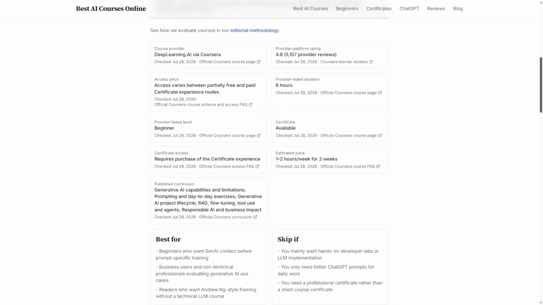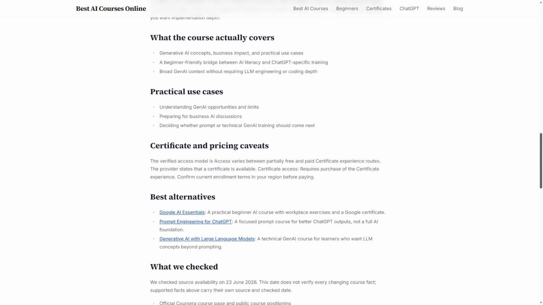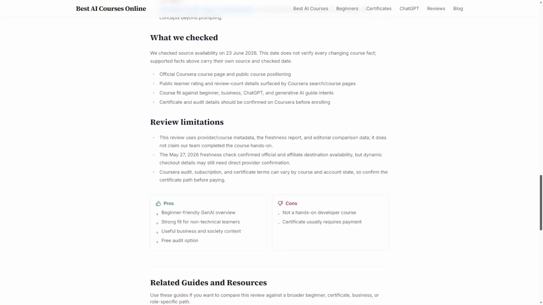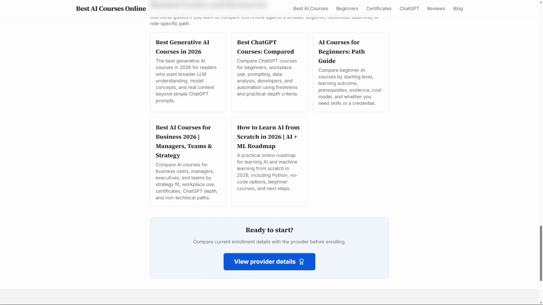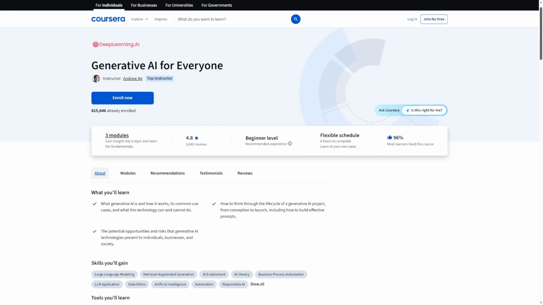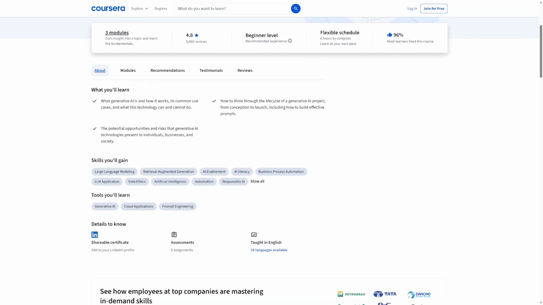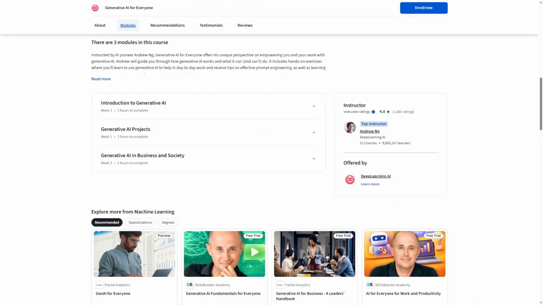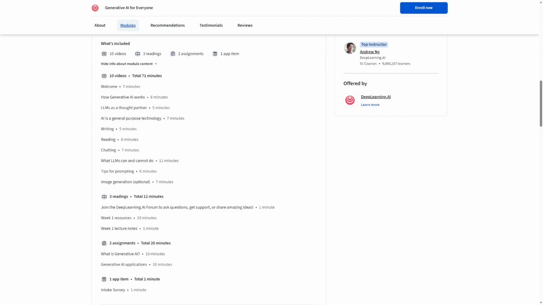This is a good choice when you specifically want to understand generative AI, but you are not yet ready for technical large language model training. The course covers what generative AI can and cannot do, prompting and everyday exercises, the generative AI project lifecycle, and concepts such as retrieval-augmented generation, fine-tuning, tool use, and agents. These topics are introduced as part of a broad beginner overview rather than as developer implementation labs. Coursera lists around 6 hours of material, with a suggested pace of 1 to 2 hours per week for 3 weeks.